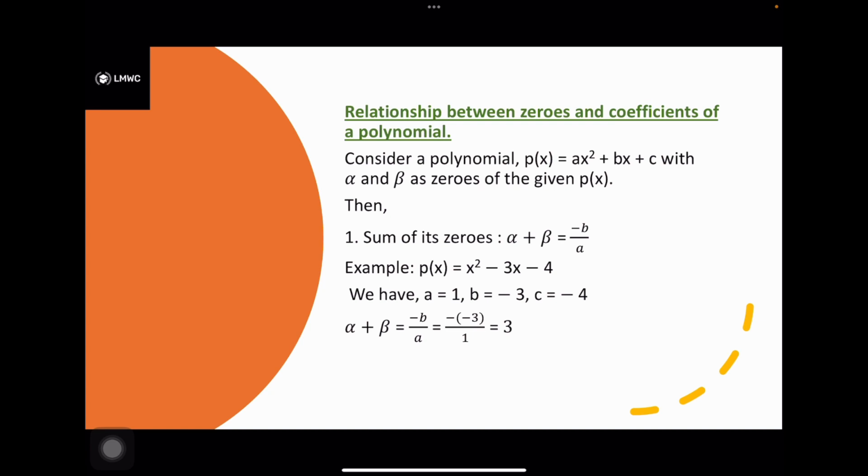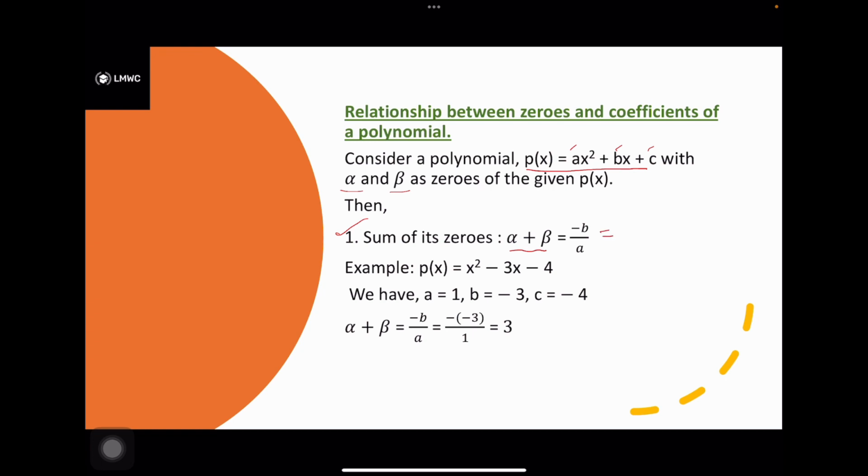So next topic we have is the relationship between zeros and coefficients of a polynomial. Let's consider a polynomial p of x equals ax squared plus bx plus c. So a, b, c are the coefficients of the variables. And let's say alpha and beta are the zeros of this polynomial. If that is the case, then we have a few formulas that we are going to derive from the zeros and the coefficients. The first one is the sum of its zeros. As we have said, alpha and beta are the zeros, so if we sum them, we can represent it as alpha plus beta, which we can also write as minus b by a.